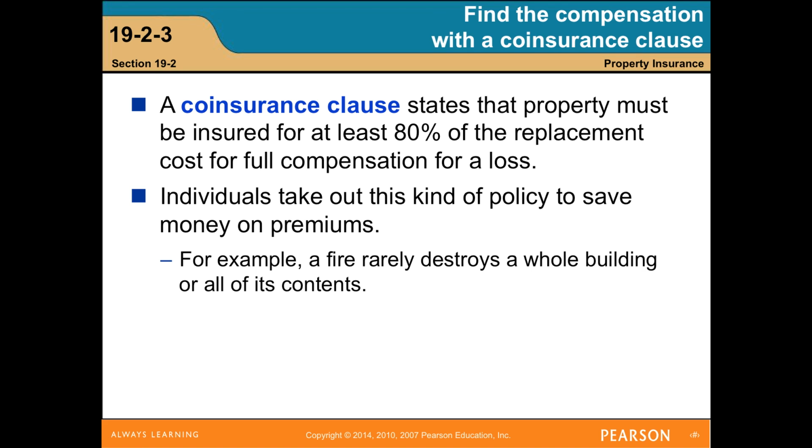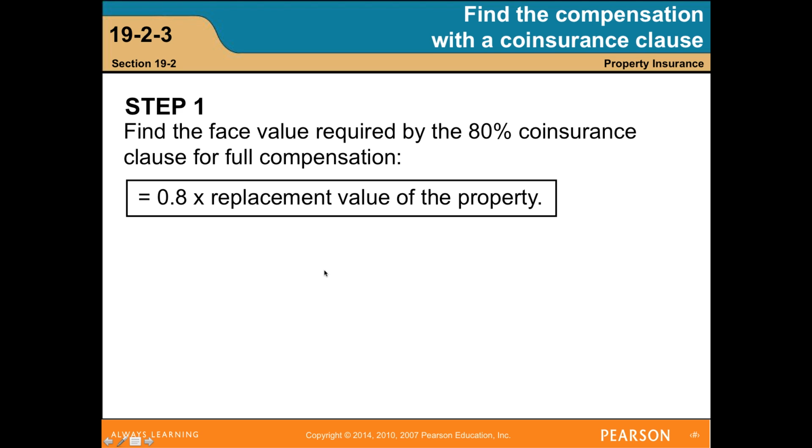Find the compensation with a coinsurance clause. A coinsurance clause states that property must be insured for at least 80% of the replacement cost for full compensation for a loss. Individuals take out this kind of policy to save money on premium. So, for instance, a fire rarely destroys a whole building or all of its contents. Although depending on where you live, it might totally damage a whole building, in my opinion. And so can a hurricane and a tornado.